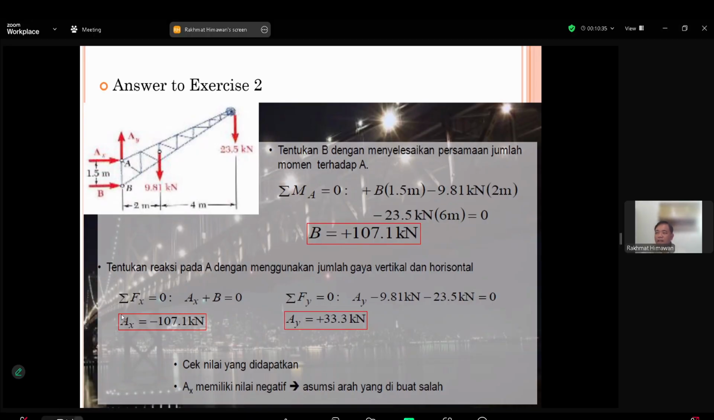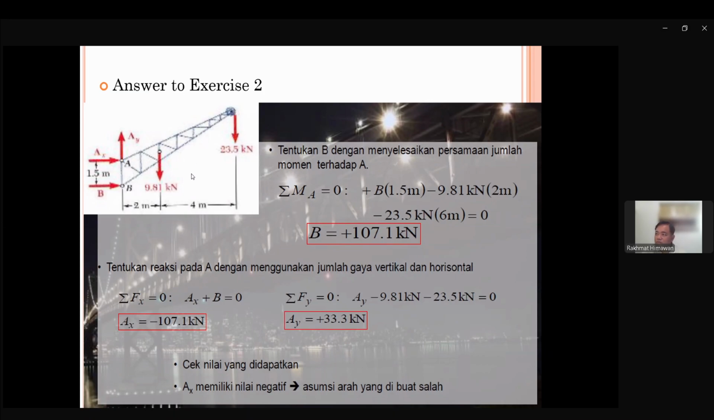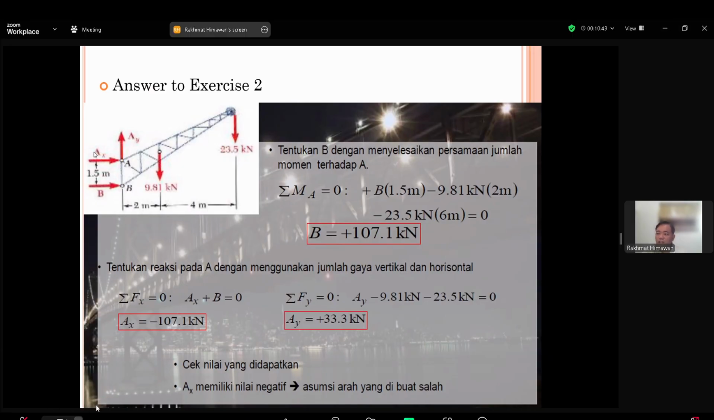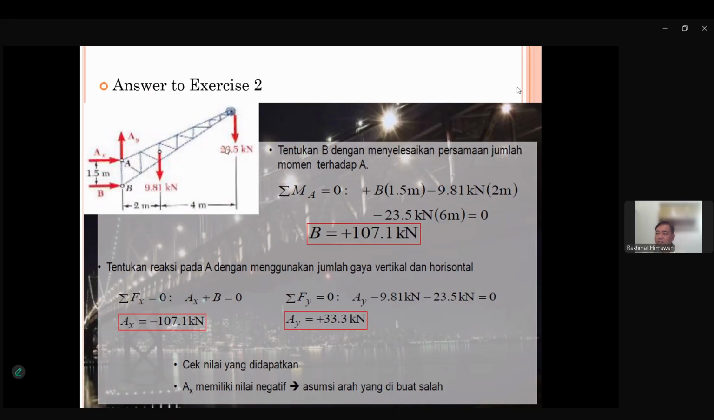Sigma FX equal to 0. What is in the X direction? We have only AX and B. That's all. AY, this and this, everything is in the Y axis. So we don't need to calculate in the X. Because of this, AX plus B equal to 0. It looks like to the right is minus. This sounds a bit weird, but it could happen. The X positive direction that we usually have, he put a minus sign.